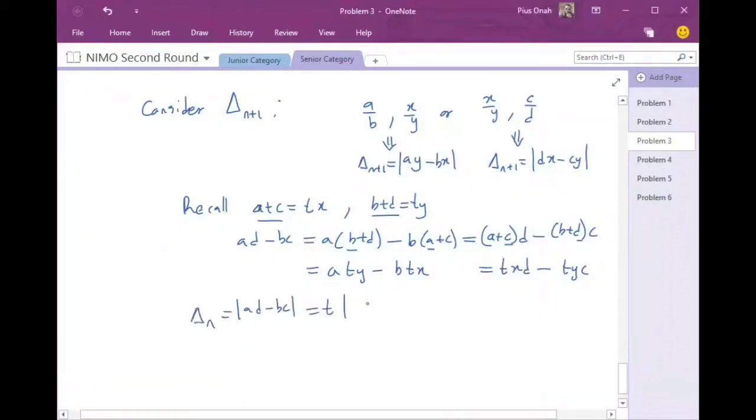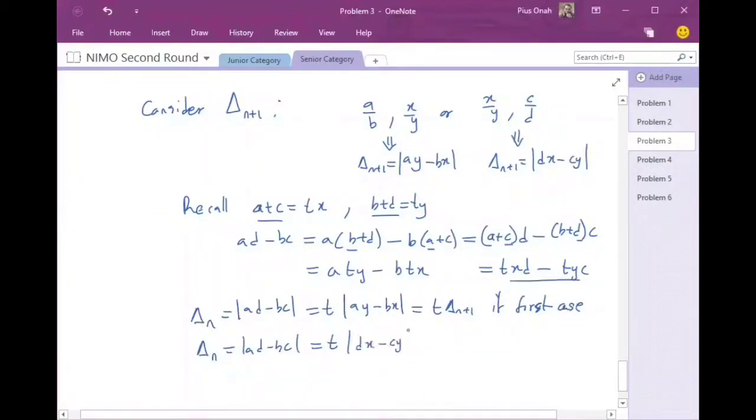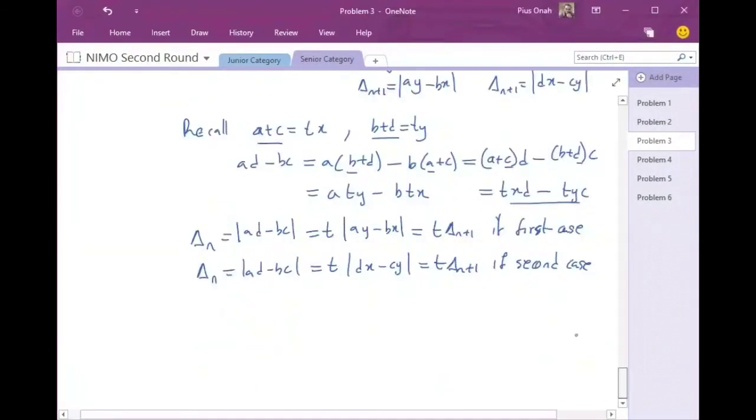So delta n is equal to t times ay minus bx, which is going to be t times delta n plus 1 if we have the first case. Or for the second case, we go with the second expression. We could factor out t from here and get dx minus cy, which is just the same stuff. So it doesn't really matter which of the cases we have.